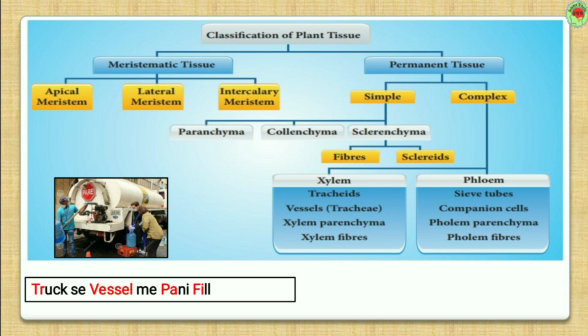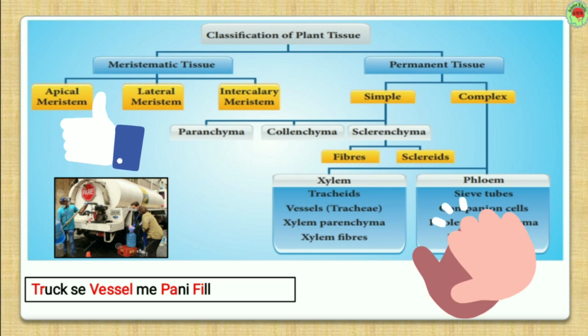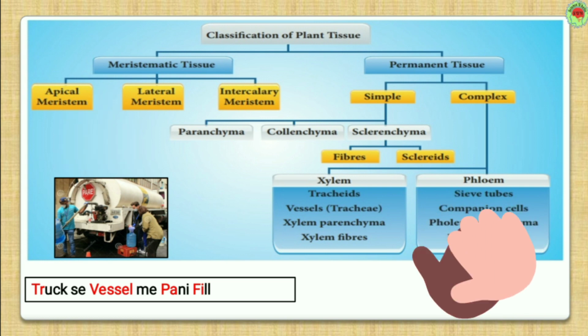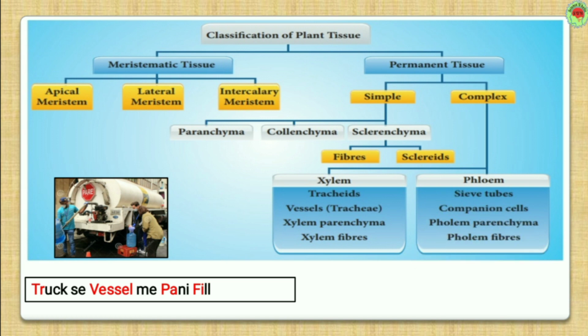Now the trick for xylem is: for tracheae I used the word truck, for vessel as it is, for xylem parenchyma or parenchyma I have used the word pani, and for xylem fiber I have used the word fill. So here goes the trick: truck से vessel में पानी fill. So here you can see in the image that this truck is filling that vessel. So you can correlate this short trick with this. So truck से vessel में पानी fill is the trick for xylem.